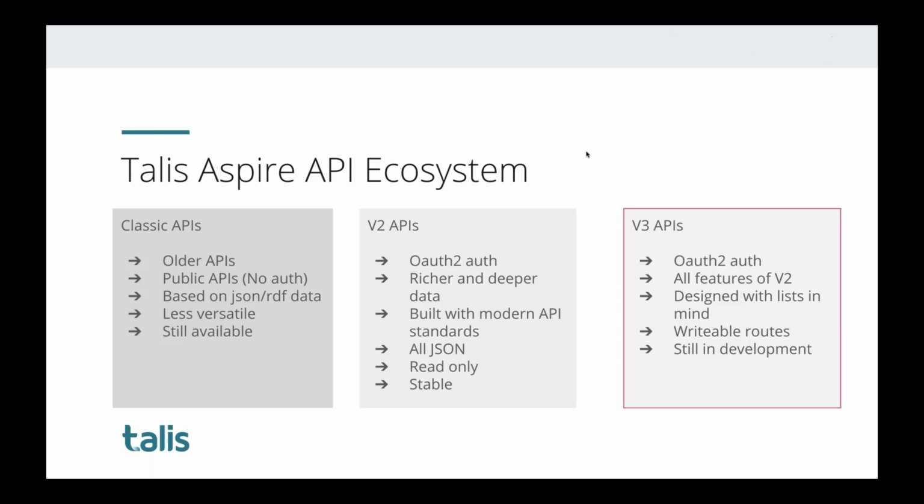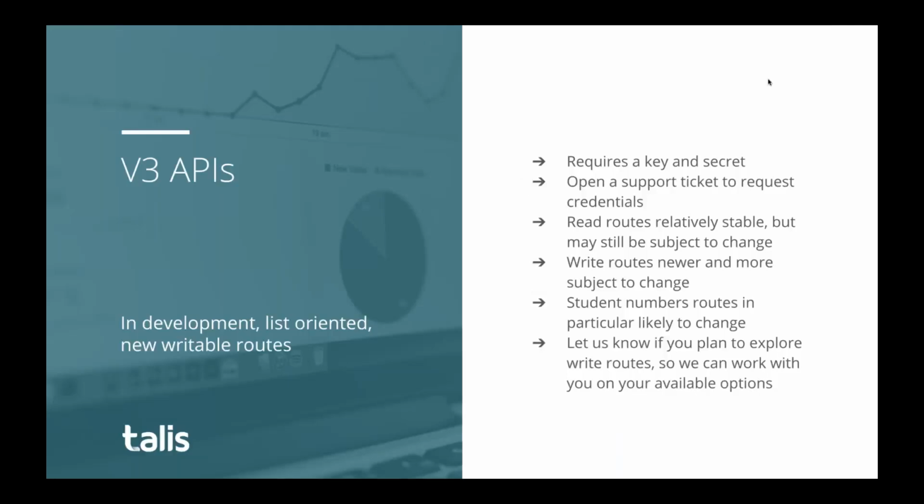So now let's move on and take more of a look at these V3 APIs that I'm discussing. They all require a key and secret. As I've mentioned, they're all OAuth authenticated. If you want a key and secret and you want to start looking at these APIs, please just open us a report ticket to request credentials from us, and we will get back to you with those as soon as we can.